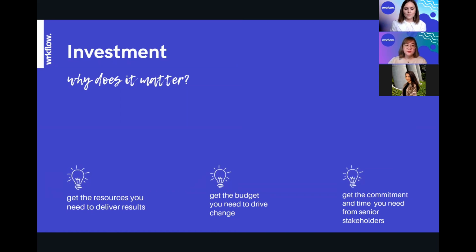So most often when we talk to a lot of our clients, there is a budget element because there will be some kind of investment, whether that's consulting services or technology. So really thinking about that investment and that case for investment will help you get that budget. And it will also get the commitment and time you need from senior stakeholders. So I think this is often overlooked, but if you can formulate a really solid business case for investment, you're going to get a much higher buy-in from your senior stakeholders.